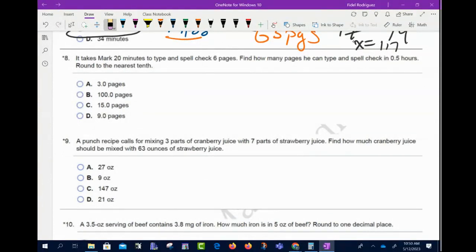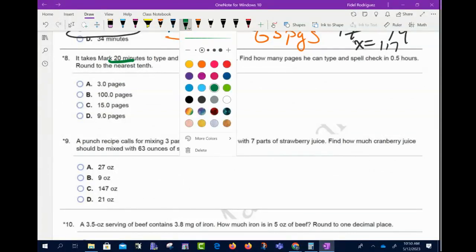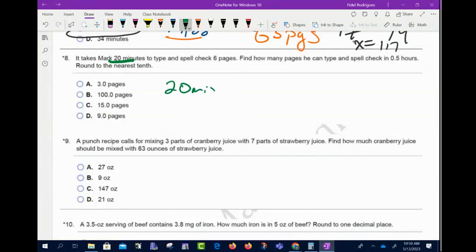Okay, so let's take a look at the next one. Very similar problem, right? It takes Mark 20 minutes. Okay, so Mark's going to take 20 minutes to type 6 pages. Okay. Find how many pages he can type and spell check in 0.5 hours. Y'all, one thing I want to mention here. The first part said 20 minutes. Now it's telling me 0.5 hours. I need to have that in minutes también, right?